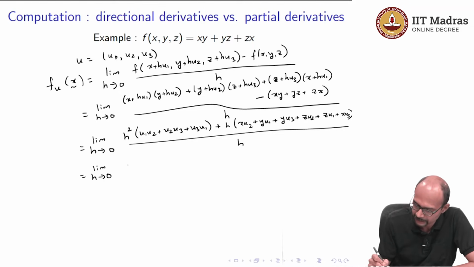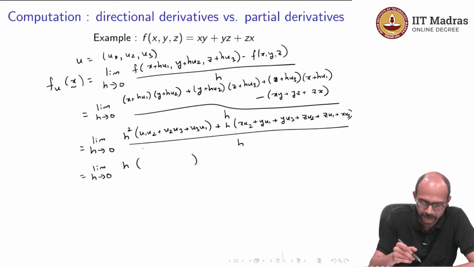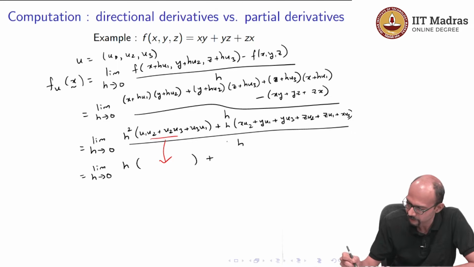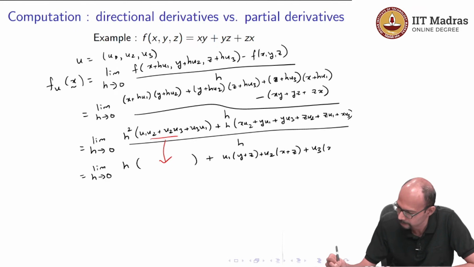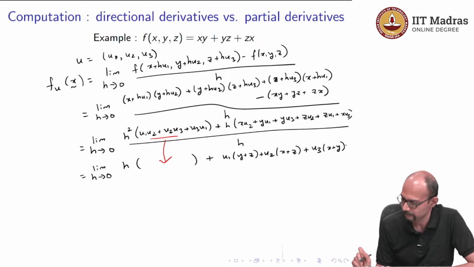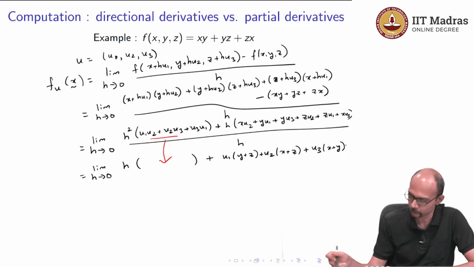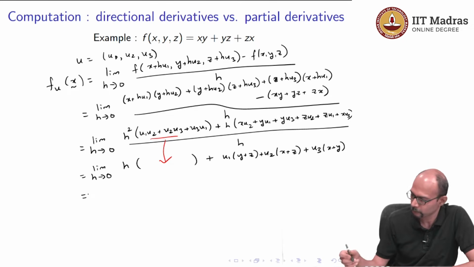So, h and h cancels, and what you will get is h times this expression here, plus this entire expression, which I will rewrite. I actually want to rewrite this in a different way. So, let us take the coordinates. So, u1 times y plus z plus u2 times x plus z plus u3 times x plus y. Yeah. So, if you write this down yourself, you will see that this is exactly what you get.